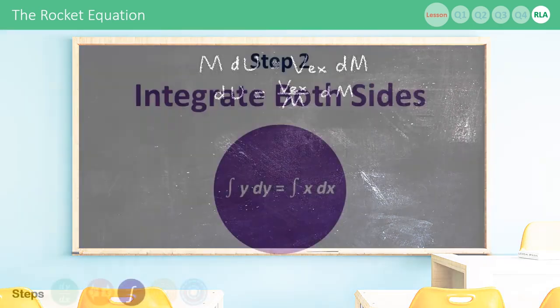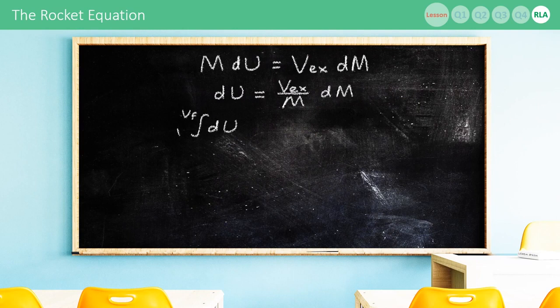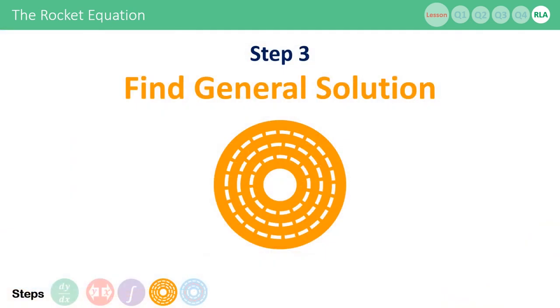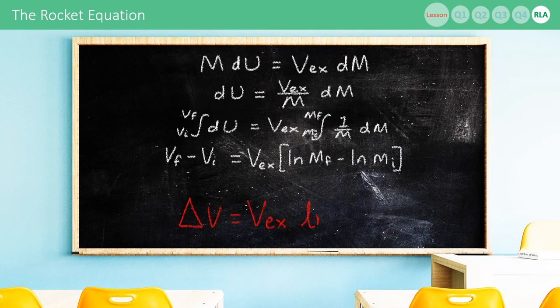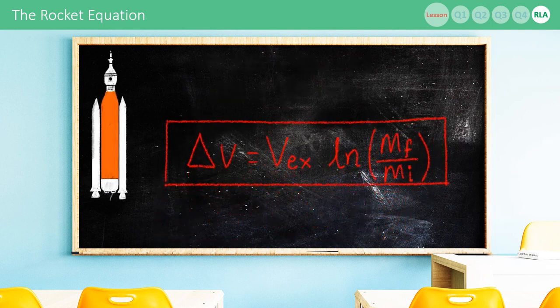In step 2, we then integrate both sides. The left side, we can integrate between the ship's final and initial velocity, and on the right, we remove the constant vx, and we integrate 1 over m between the ship's final mass and its initial mass. This gives us vf minus vi equals vx times ln mf minus ln mi. We then find our general solution. Our final velocity minus our initial velocity is simply our delta v, and we can also tidy up the right hand side. And there we have the rocket equation in its full glory.